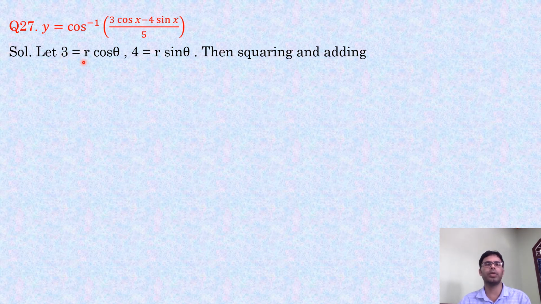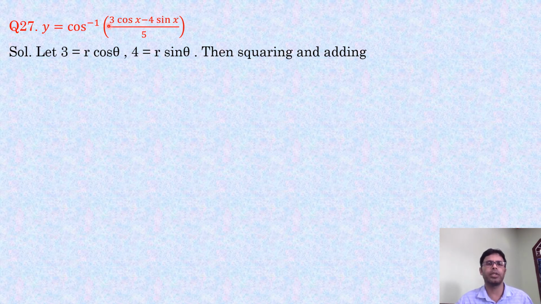Do not take 3 equal to r sin theta and 4 equal to r cos theta. You may take it that way, and the answer will come out in that case also, but I am not taking that. If you take this as sine and this as cos, then one negative sign will come there. In the last part one more extra line will be needed, and that is why from the very beginning I am avoiding that negative sign.